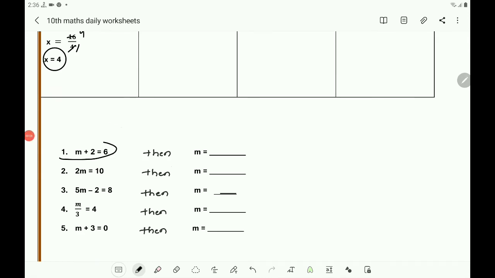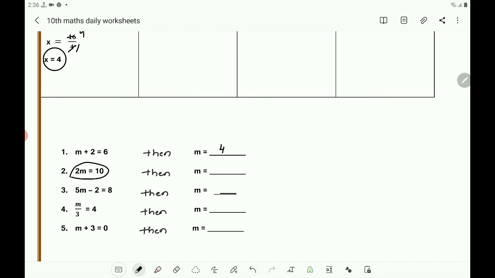Here the linear equation is m plus 2 equals 6. Then m equals. Here how will you get m? You can also get the value of m by the trial and error method, or transfer this 2 to the RHS, that becomes 6 minus 2, which is equal to 4. Here what is the value of m? The value of m is 4. You know that 4 plus 2 is 6.